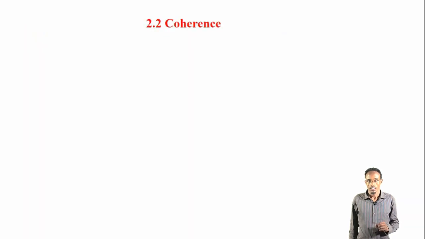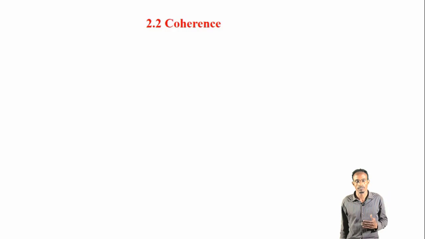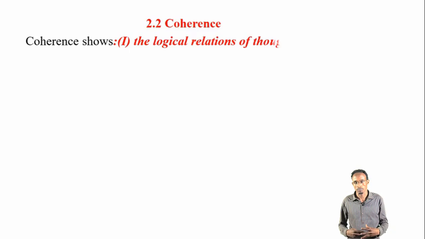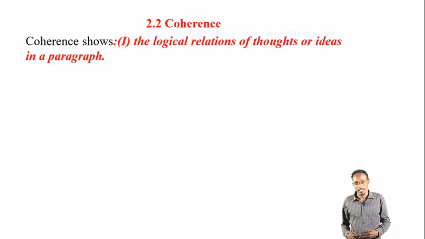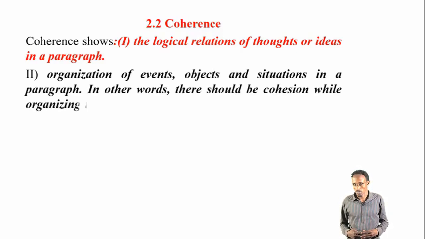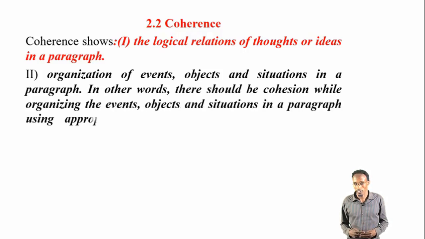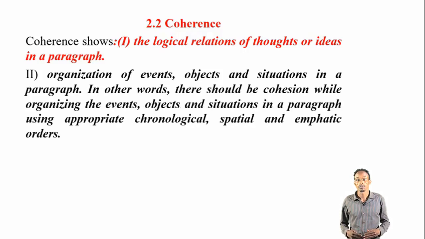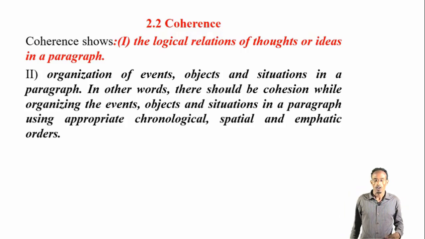Secondly, the second characteristic of a paragraph is called coherence. Coherence shows the logical relationship of thoughts or ideas in a paragraph. Secondly, the organization of the events, objects, and situations in a paragraph. In other words, there should be cohesion while organizing the events, objects, and situations in a paragraph using appropriate chronological, spatial, and emphatic orders.